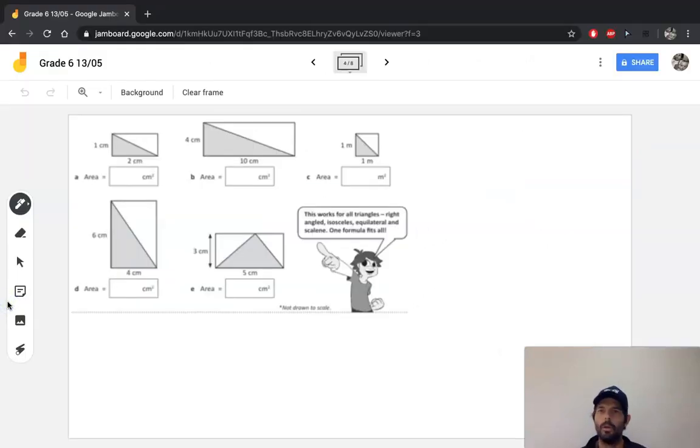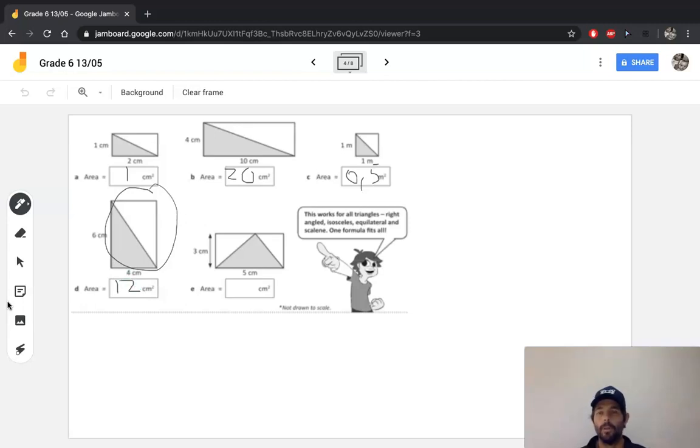First question, we know that the rectangle is going to be 1 centimeter times 2 centimeters, so it's got an area of 2 centimeters. I need to halve that, so that answer is 1 centimeter squared. For B, I've got 4 centimeters times 10 centimeters for the whole rectangle, so that's 40. I then halve that for the shaded triangle, and that's going to give me 20. For C, I've got 1 meter times 1 meter for the square, which gives me 1 meter squared. Then I need to halve that, and that's going to give me 0.5 meters squared, or half a meter squared. For D, I've got 6 centimeters times 4 centimeters, so the whole rectangle is 24 centimeters squared. Halve that, and I get 12 centimeters squared.